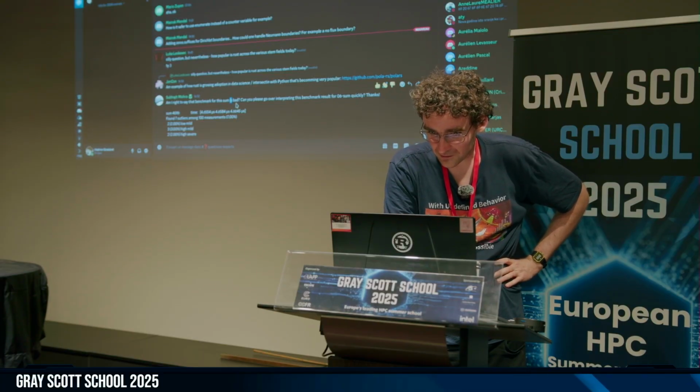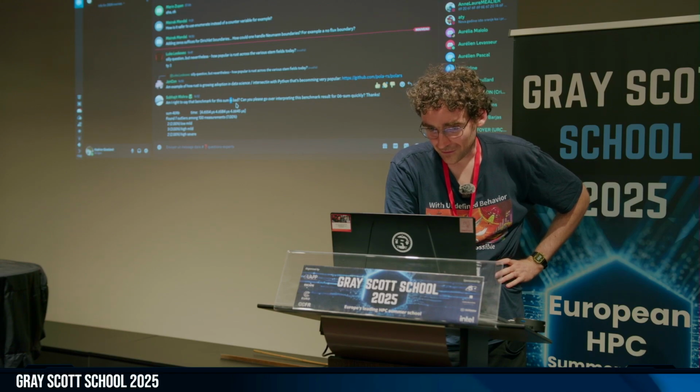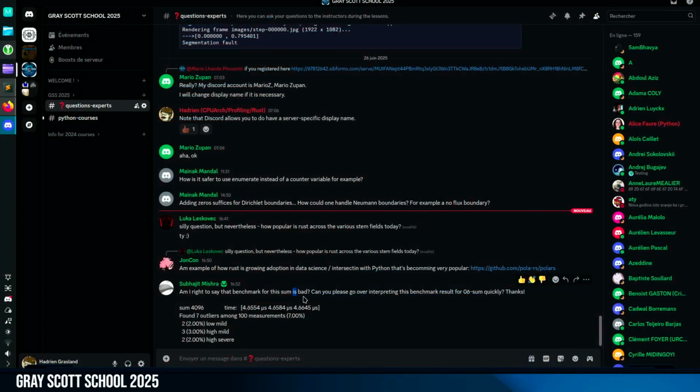Am I right to say the benchmark for this sum is bad? I want more context: which machine you are running, what did you get in sequential mode, how is it now, which optimizations you have applied. There's not enough information right here for me to tell you if it's fast or not. I could probably do some quick theoretical computation to check if the order of magnitude sounds right, but really I want to know what CPU you are using and what you've tried so far.